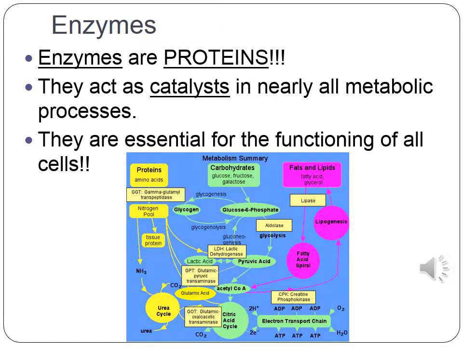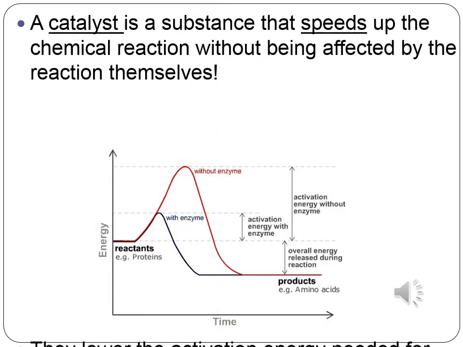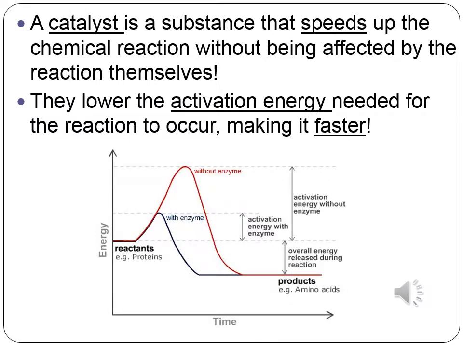Enzymes are proteins! They act as catalysts in nearly all metabolic processes. So what's a catalyst? A catalyst is a substance that speeds up the chemical reaction. So anytime you have an enzyme, it speeds up the reaction. They are essential for all cells. A catalyst lowers the activation energy needed for the reaction to occur.